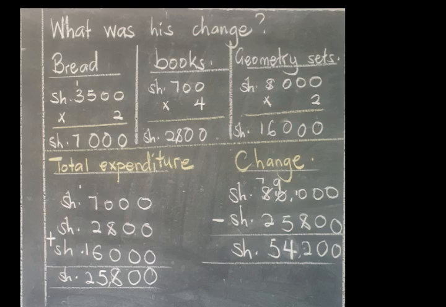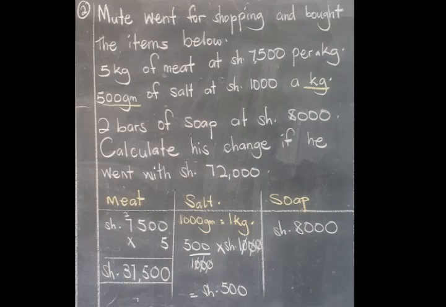But the question was asking, what was his change? How do you find a change? Get the amount somebody went with minus the total expenditure. Being that Moses went with 80,000 shillings, we subtract 25,800 shillings and we remain with a change of 54,200 shillings. Therefore, Moses' change was 54,200 shillings.